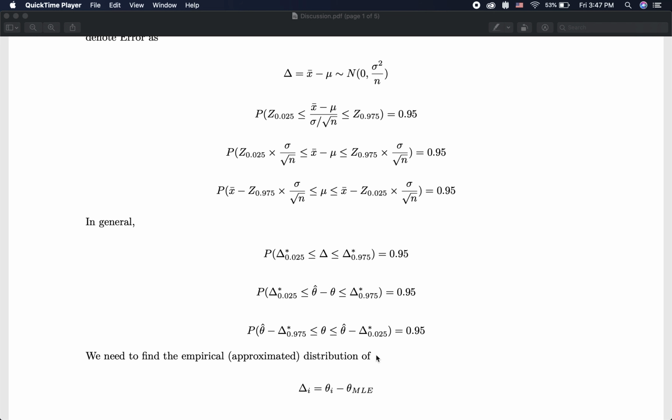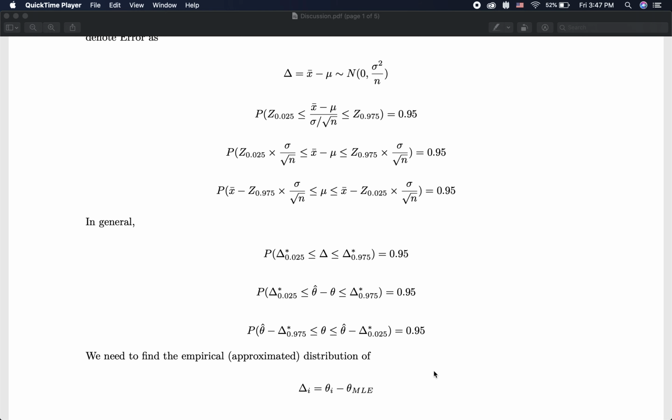So the process will be, given a data set, we are trying to construct the 95% confidence interval for the true parameter theta, but we don't know what the true parameter is, so we use the MLE instead. That MLE can be estimated from the data, so we will have one MLE estimation of the parameter, and then we are going to utilize the power of a computer to simulate data from our estimated parameter MLE.